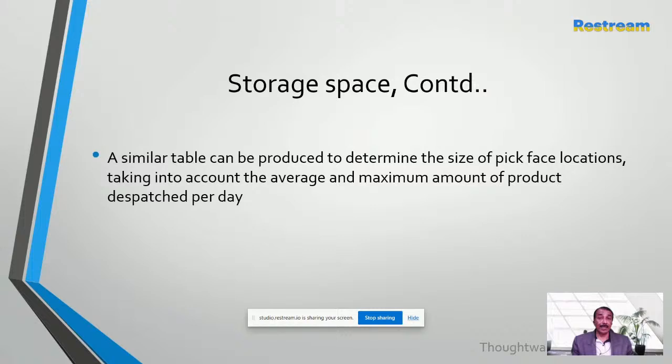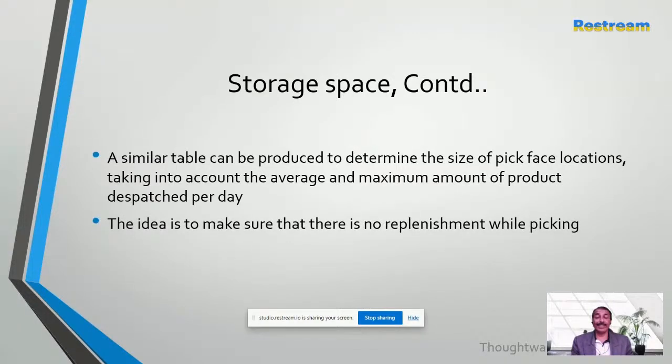A similar table can be produced to determine the size of pick face locations, taking into account the average and maximum amount of product dispatched per day. We call this the slotting process: where do you want to keep the item? For example, a fast moving item, or an item which is heavier or lighter. All this has to be considered. The idea is to make sure that there is no replenishment while picking. This can lead to a safety issue if you are doing replenishment as well as picking in parallel.